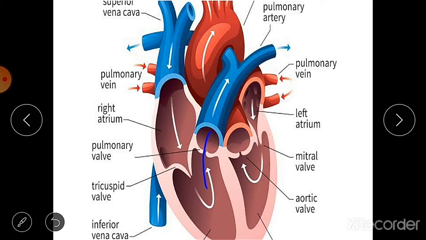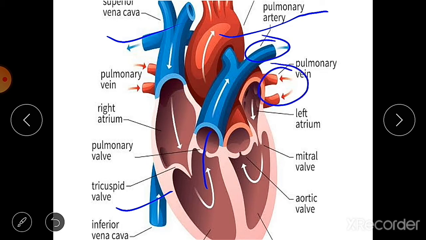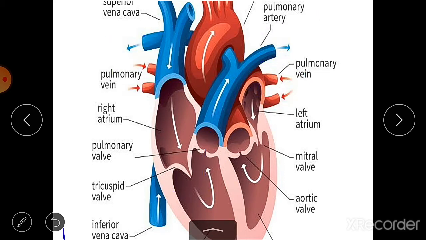Now you can see different blood vessels here. Here, in blue, you can see the superior vena cava. Then down here you can see the inferior vena cava. Then here the pulmonary artery, this blue one. Then pulmonary veins are there. Here also you can see the pulmonary vein. So these are all the blood vessels connected to the heart, and they help to carry blood from the heart and to bring blood to the heart. So this is about the structure of the heart.